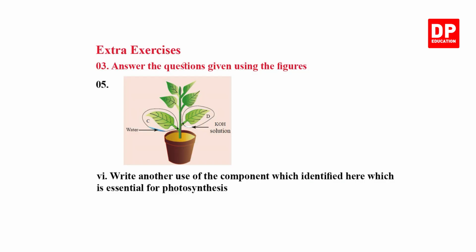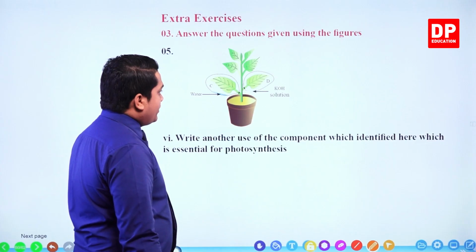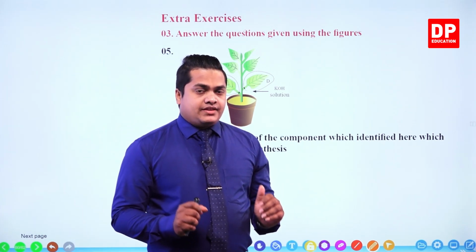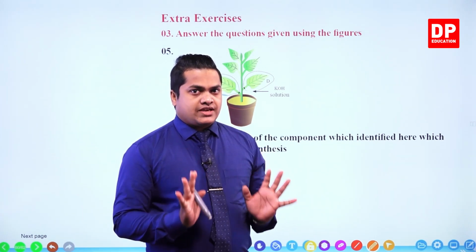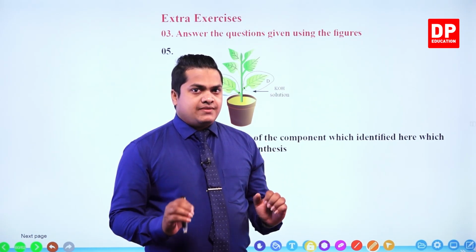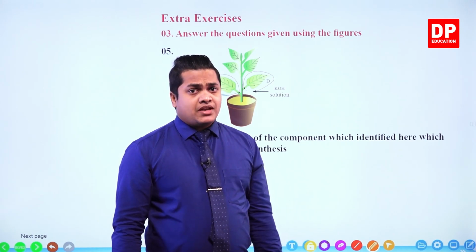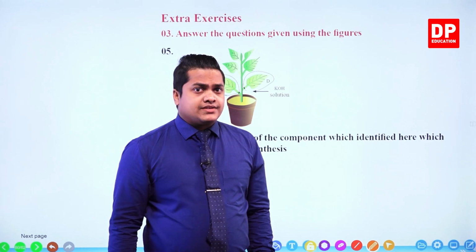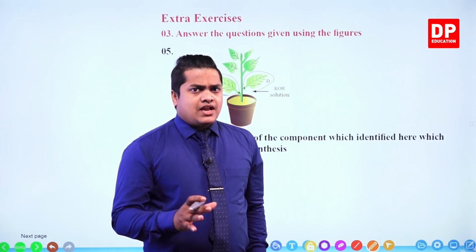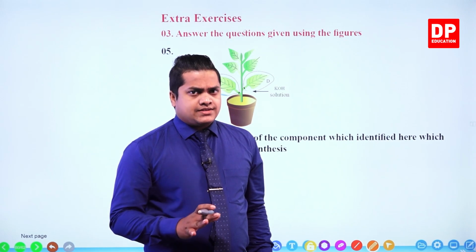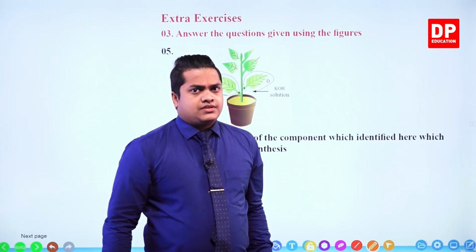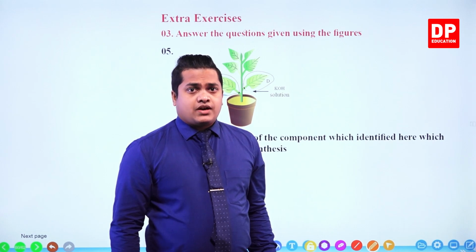Next question. Write another use of the component identified here, which is essential for photosynthesis. In this activity we identified the necessity of carbon dioxide gas. So you have to mention another use of carbon dioxide gas apart from the photosynthesis process. There are several uses of carbon dioxide gas.